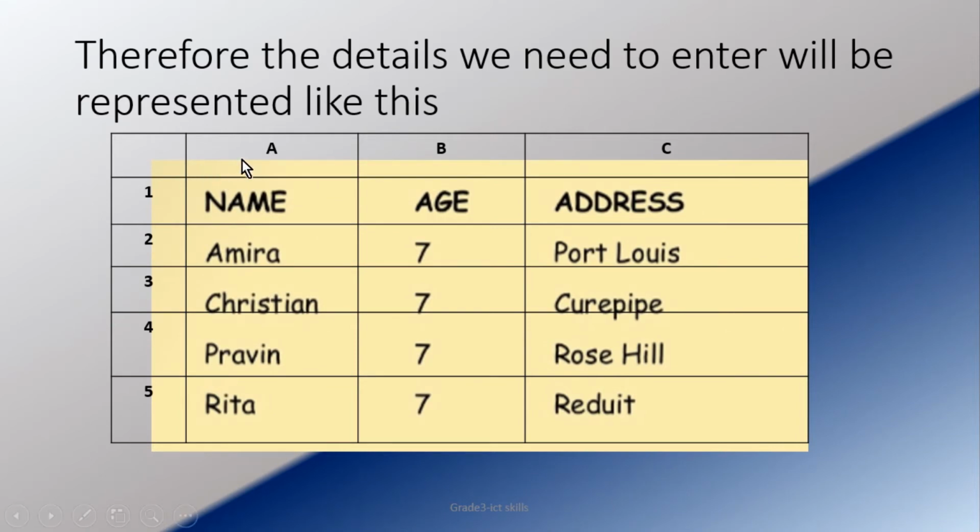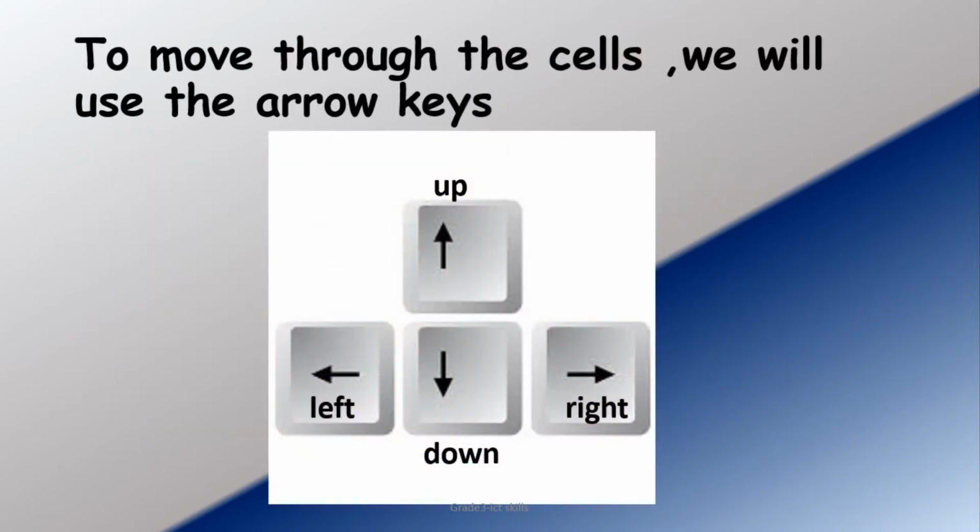In column A, first cell, we will type Name. Then in cell A2, we will type Amira. Then A3, we will type Christian. Like this, we will move to other cells in order to type these words. But how will we move to other cells? We will move to other cells by using arrow keys.